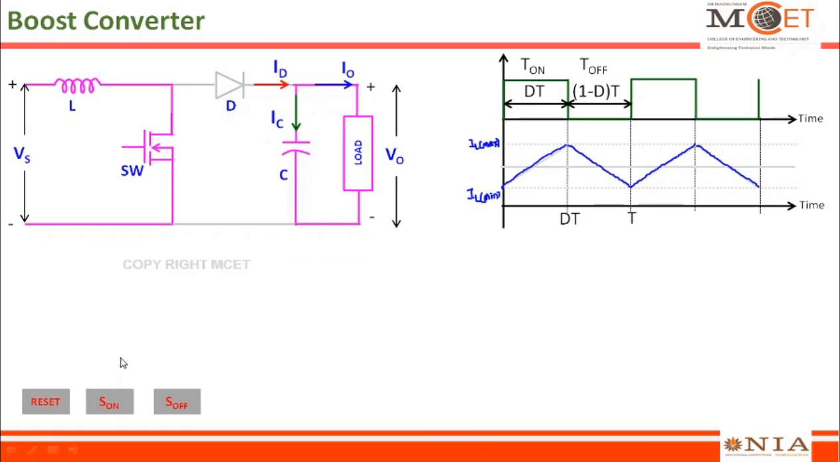So when the switch is on, the inductor charges. When the switch is off, the inductor discharges. When the switch is on, the diode is in the reverse biased condition. Only the capacitor is supplying the power to the load. When the switch is off, the diode is in the on condition and it charges this capacitor from the source, and it is going to discharge. The energy from the inductor and the source is discharged into the load. This is the operation of this boost converter.